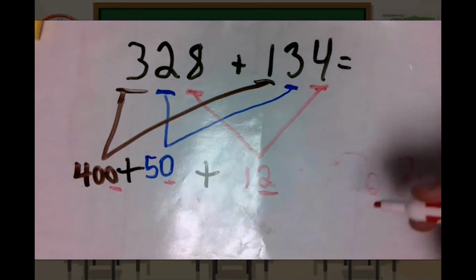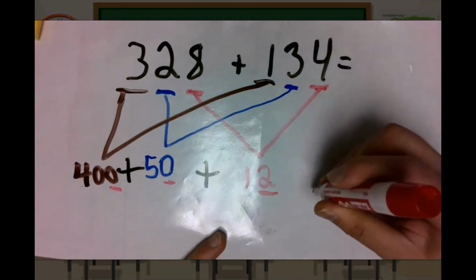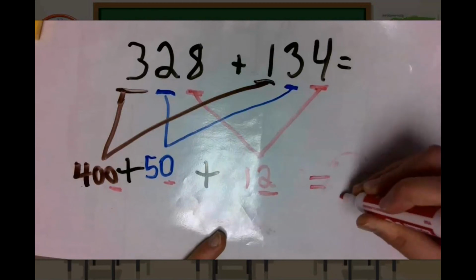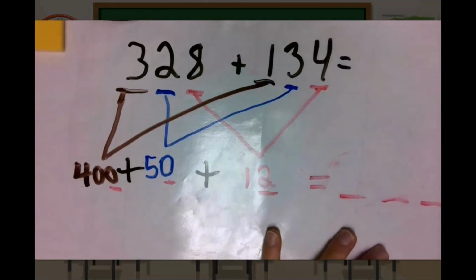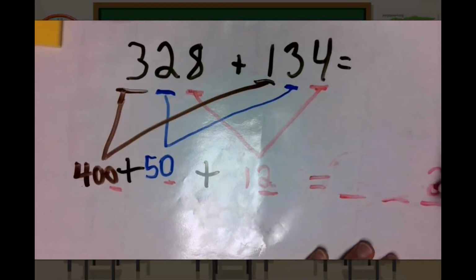So how many ones in total do we have? If there's our 3 place values right there, we have 2 ones, because that's our ones.